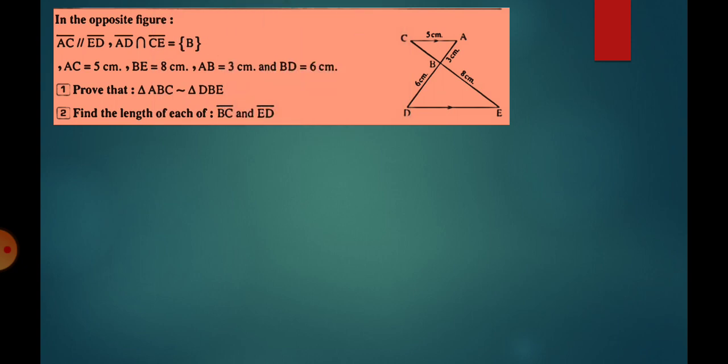Example: AC is parallel to DE. The length of AC equals 5, BE equals 8, AB equals 3, BD equals 6 centimeters. Prove that, number 1, triangle ABC is similar to triangle DBE. Number 2, find the length of BC and the length of ED.